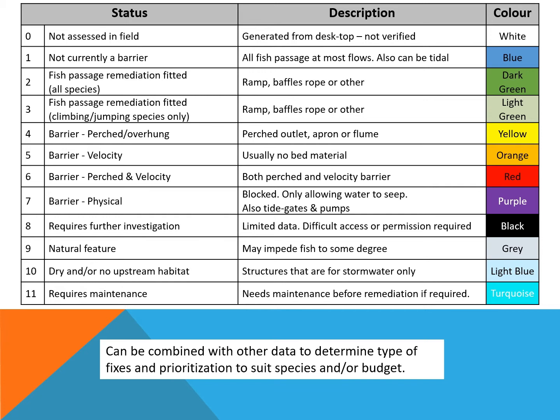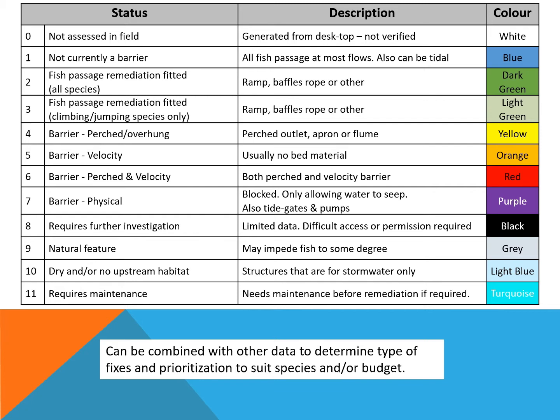And number 3 is where fish passage remediation has been fitted, but we're only targeting the climbing species, and there can be a number of reasons for that, not the least of which is that we're only expecting climbing species in that particular location. Number 4 describes a barrier that's perched or overhung. Number 5 is a velocity barrier. And number 6 is quite common, where it's both.